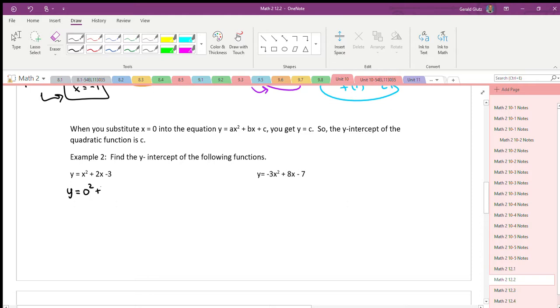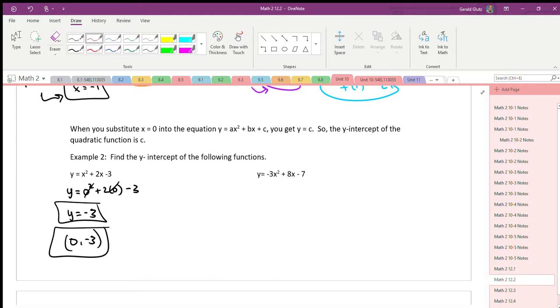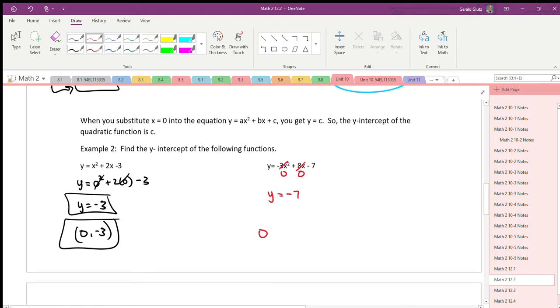Because 0 squared plus 2 times 0 are both going to be 0. So that means y has to equal -3. So our y-intercept would be at 0, -3. So same thing here, if I plug in 0 for x, that'll tell me the y-intercept. Because remember, the y-intercept, x is always 0, so that's why we're plugging in 0. So y is equal to -7. So 0, -7 would be our y-intercept.